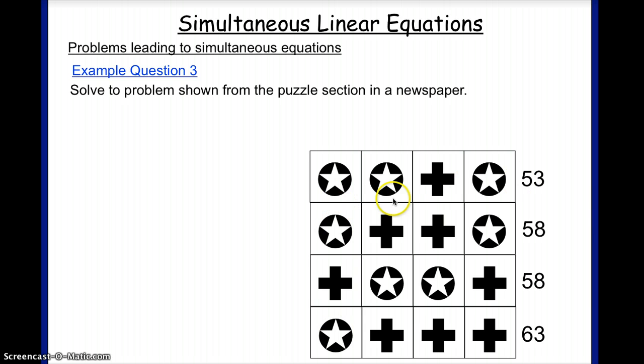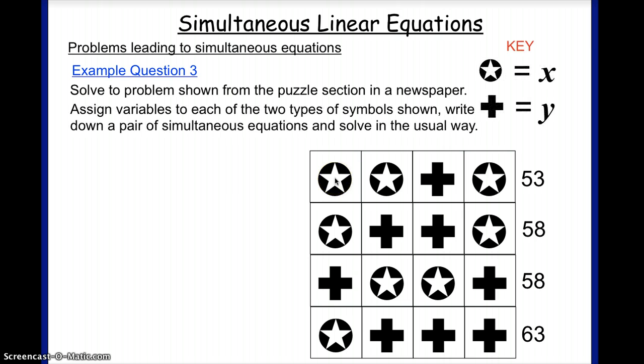So it's consistent. On the second row, you have 2 stars and 2 crosses, and it's 58. I will try to find 2 crosses and 2 stars. Here we have 2 stars and 2 crosses, it's also 58. And then in here, 2 stars and 2 crosses, it's 58. So I know I can use simultaneous equations because this puzzle is consistent about the values of the numbers and the symbols. Now because we know this, we can assign a variable to the cross and a variable to the star.